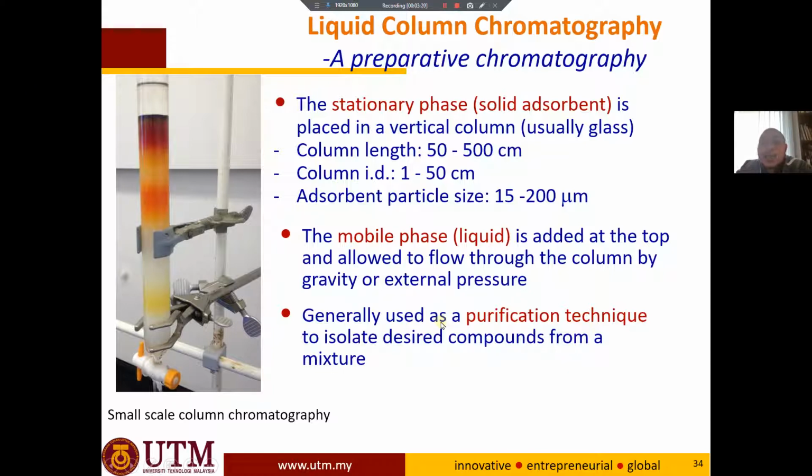So if you are later involved in the final year project, in what we call organic synthesis or natural products, you will play around with liquid column chromatography a lot.